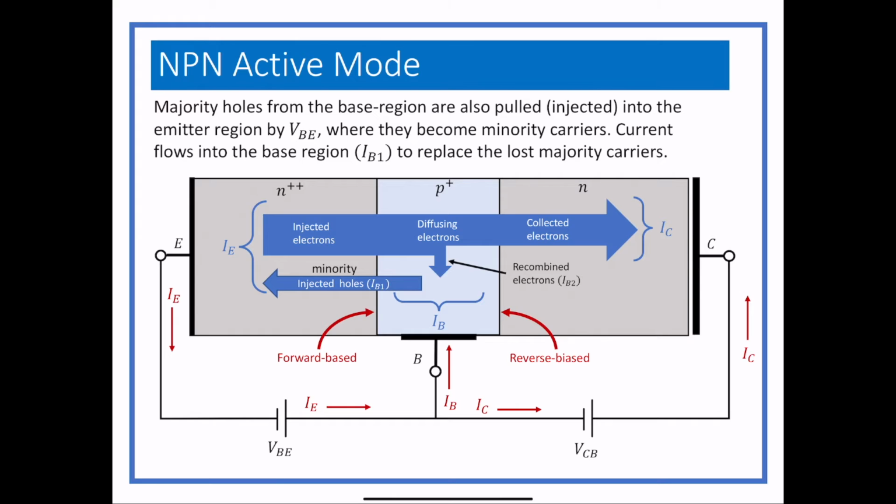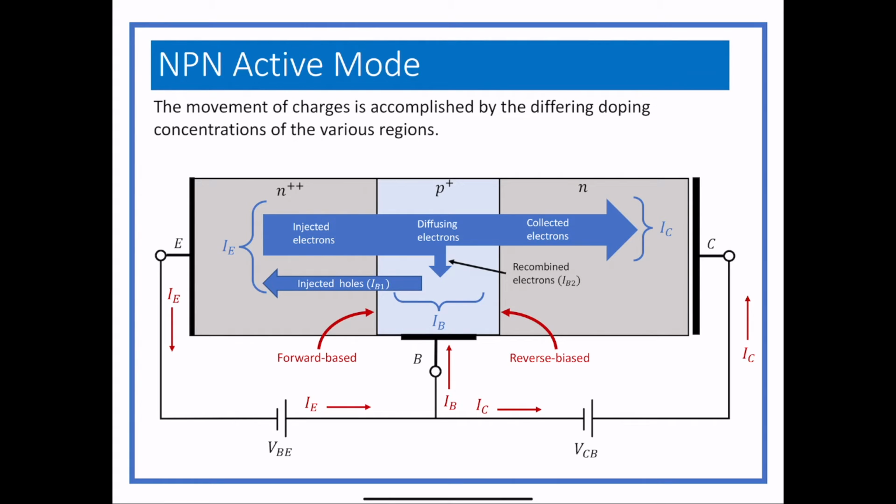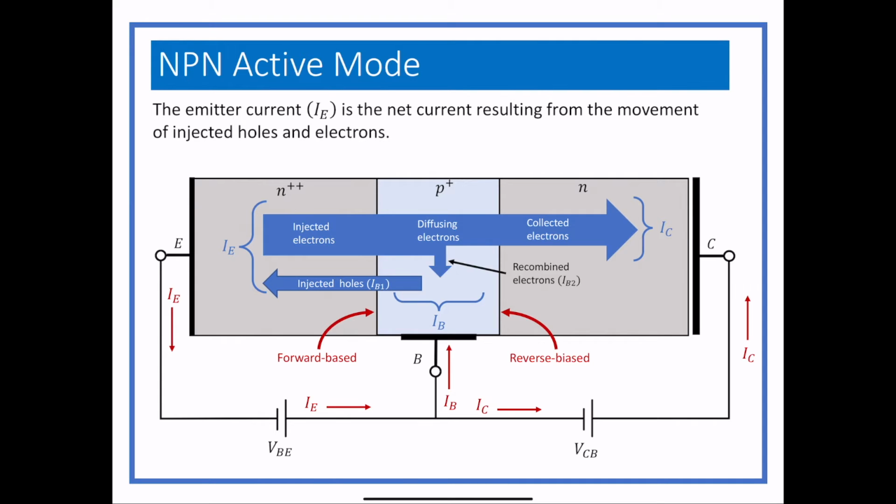The bulk of all the current flowing is those injected electrons that move from N to P to N. That's the bulk of it. That's a big, big current. What's happening with the base current is really, really tiny. It's just a small number of recombined electrons, and a small number of holes that get pushed into the emitter region. And the movement of charges is made possible because the regions have different doping concentrations. If they didn't have this kind of really heavy doping and then medium and then light, they wouldn't move quite as well. So that's, in a nutshell, how it works.